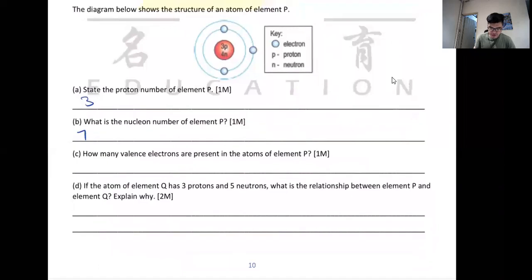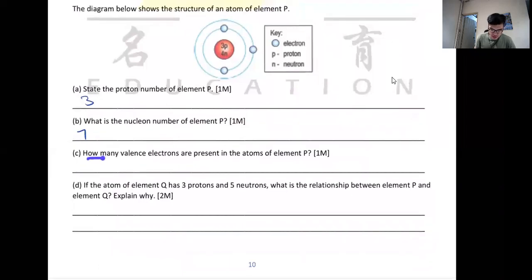Okay, nucleon number 7. How many valence electrons are present in the atoms of element P? What is valence electron again? Valence electron is the outermost. So outermost is here. Outermost got how many? Outermost got 1. Okay, this is 2.1. You see? 2 on the first shell, 1 on the second shell. So 2.1.